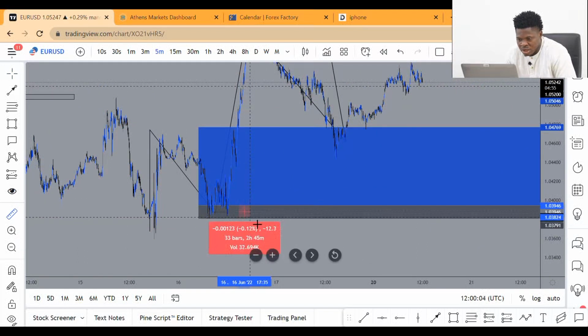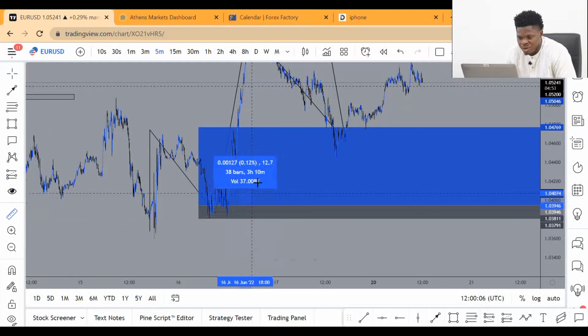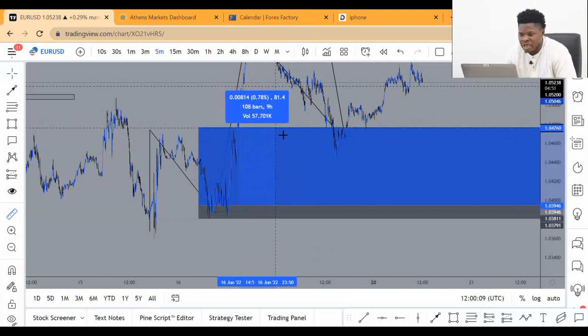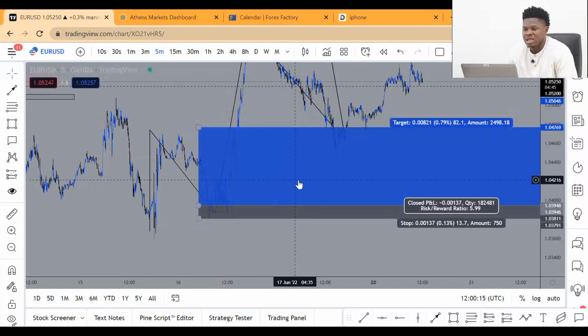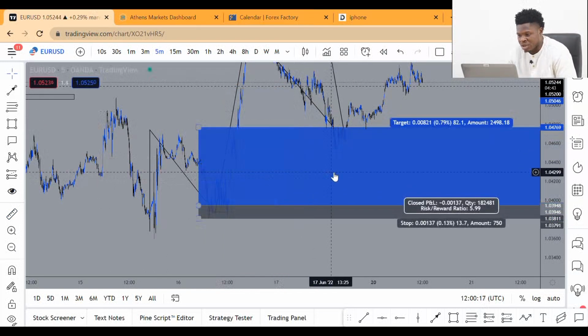My entry, yep. I have 12 pips stop loss, 13 pips stop loss to make 80 pips. This is 81, but 80 pips on the dot basically. So this is a perfect setup, as you can see. This is more or less like 1:6 all together basically.